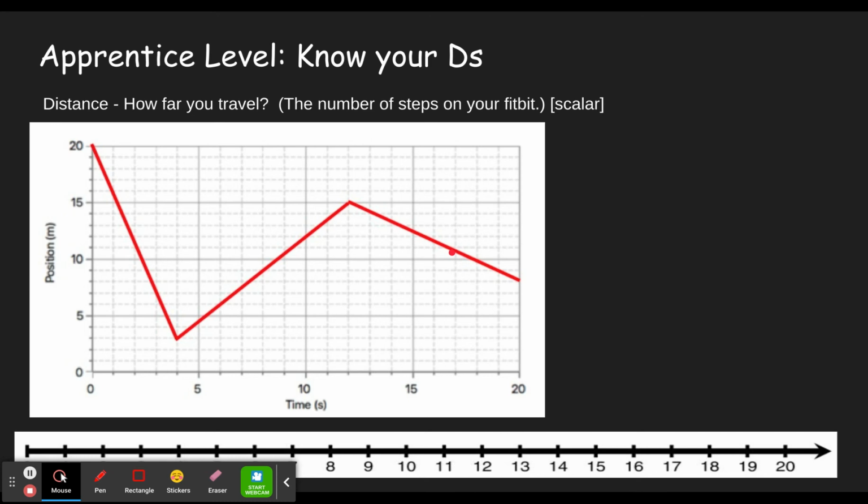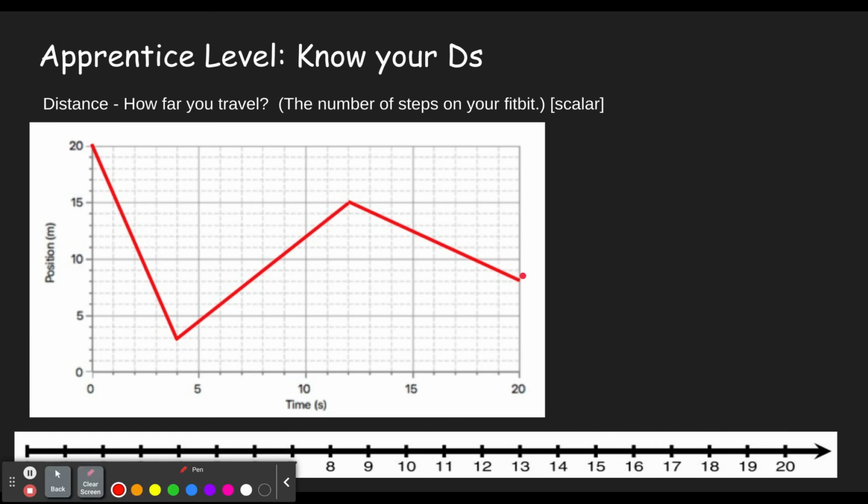So first of all, distance is how far you travel. You can think of it as the number of steps on your Fitbit. It doesn't matter what direction you're going. If you're going somewhere and coming back, it's still going to count all of those steps. So in that case, if we're going to find the distance during these 20 seconds, we'll need to figure out how far we go this direction, then this direction, then this direction.